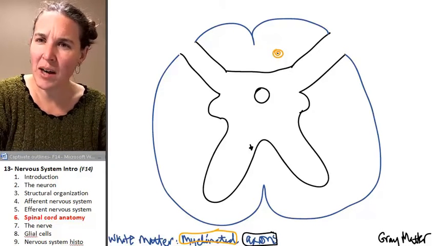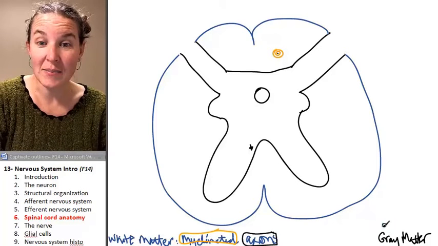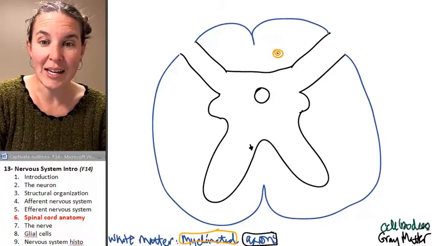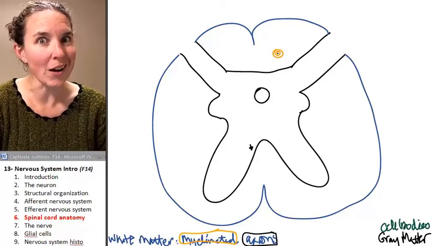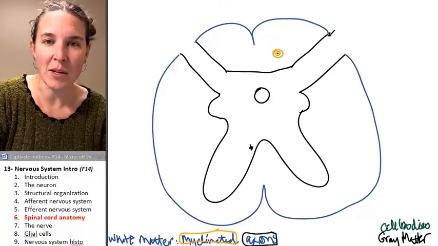Now, gray matter. What is gray matter? It's mostly cell bodies. And I'm going to show you in a second whose cell bodies we're talking about. But first, I'm going to finish drawing my picture for you.